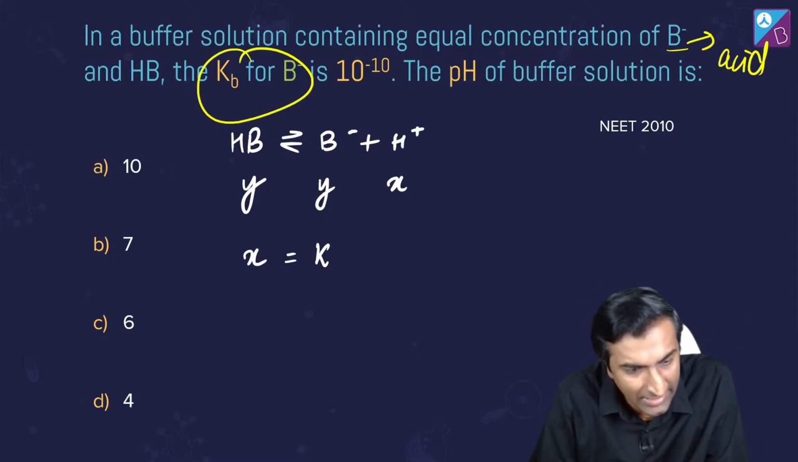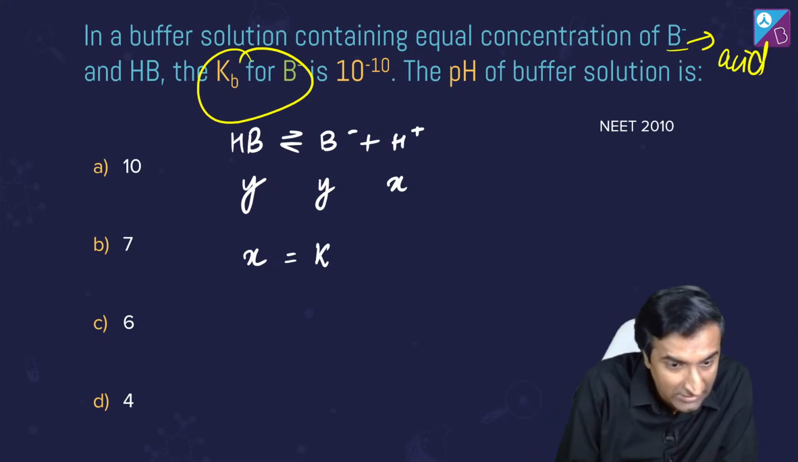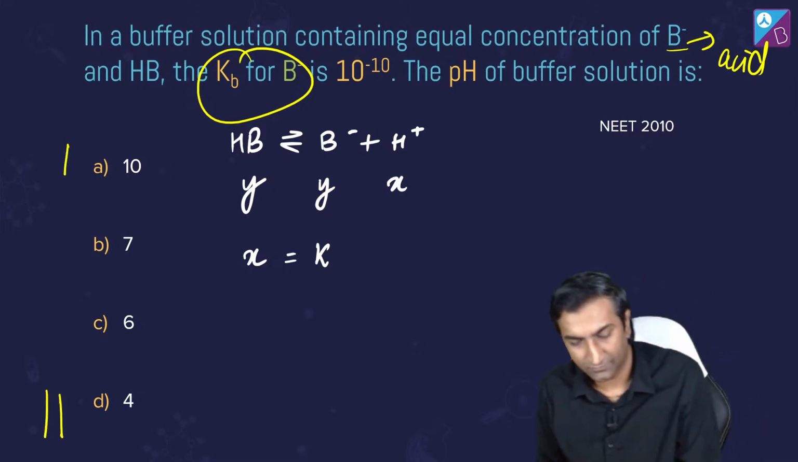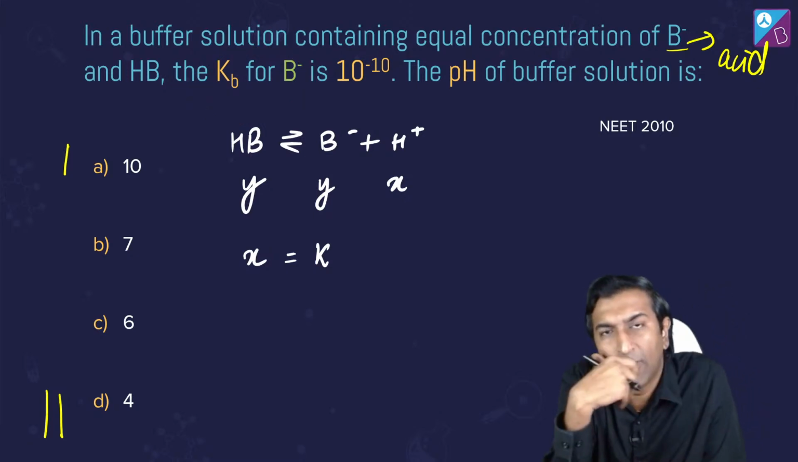Answer is A. Okay, Vishal and Priyanshu saying no. Vishal is saying 4, which is D. Priyanshu is saying A. Arun is saying D. ठीक है, देखते हैं. ये तो बेस नहीं है, ये Kb B माइनस का दिया हुआ, अब क्या करोगे?